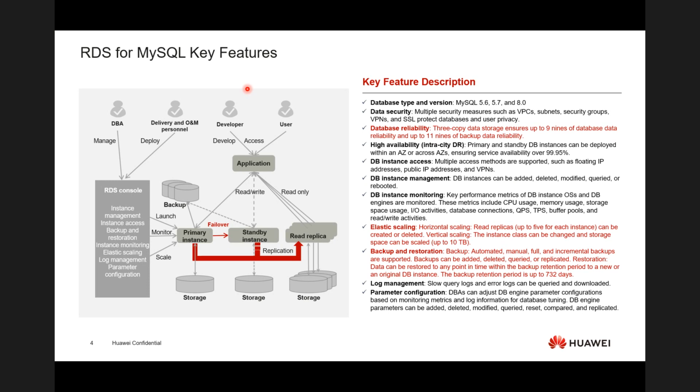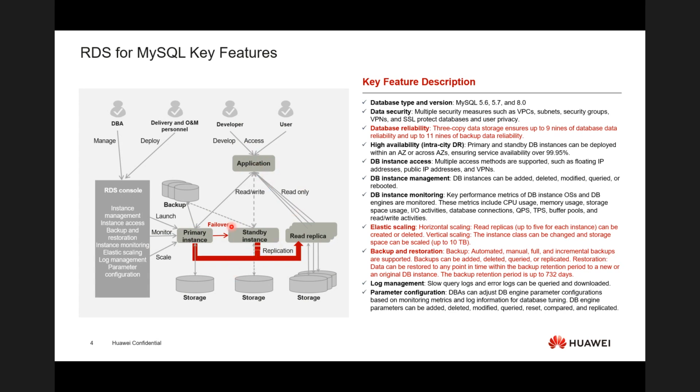So basically, this is a key feature. This is the architecture, and this is the key feature description. I will not introduce them one by one, you can just see the highlighted parts. Different roles will have different operations on the MySQL. For developers and users, you can see the access applications, and that's the backend. There is the primary instance, and there will be a standby instance for failover. The primary instance will also have replication, like a read replica, just for read only.